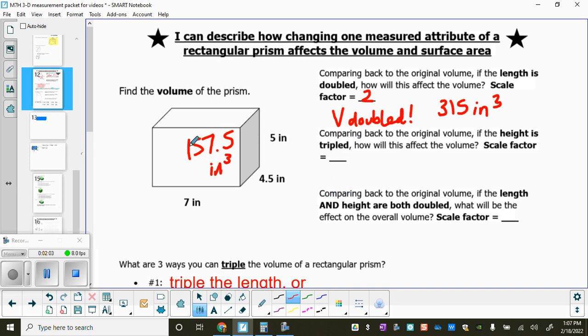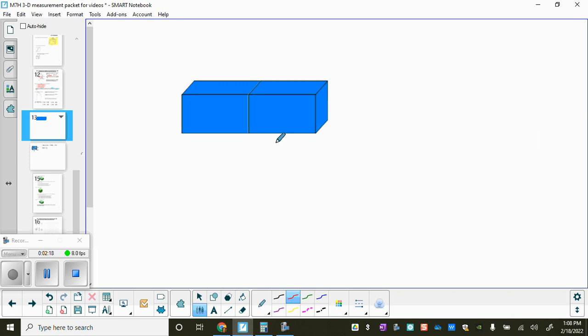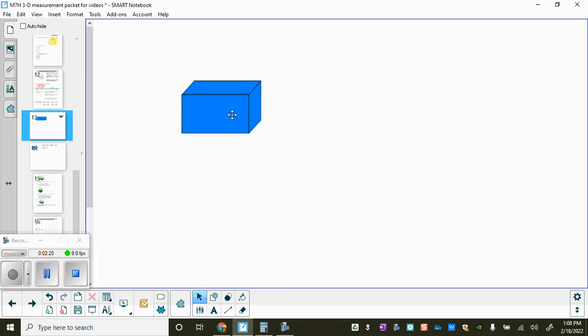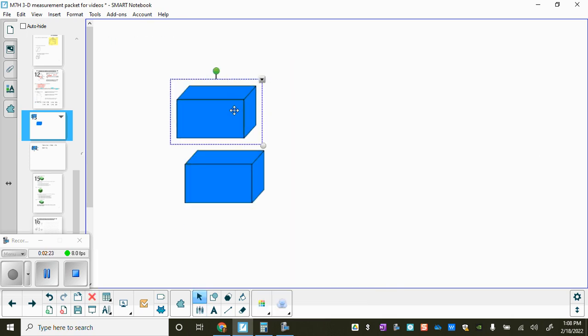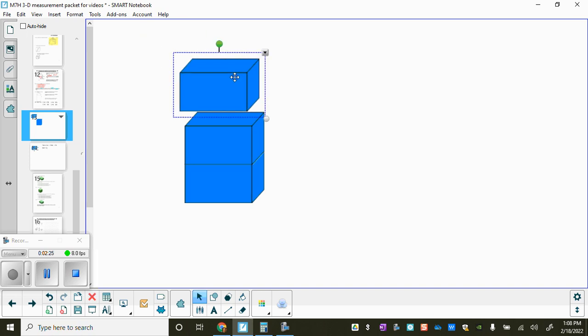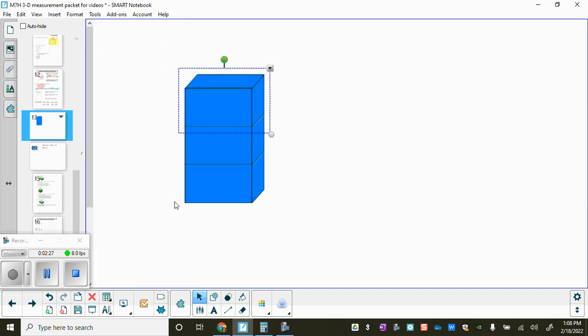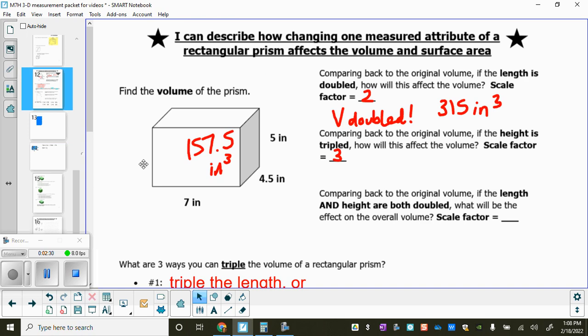All right, next question. So we're going to stick with this original box here. Comparing back to this original volume, if the height is tripled, how will that affect the volume? So our scale factor in this case, because we're tripling the height, is a 3. All right, let's go back to this picture. I don't want to double the length. I just want to make this thing 3 times as tall. So I have now tripled the height, so it holds 3 times as much. So again, nothing too tricky here. The scale factor is a 3. So how will this affect the volume? The volume is going to be tripled.